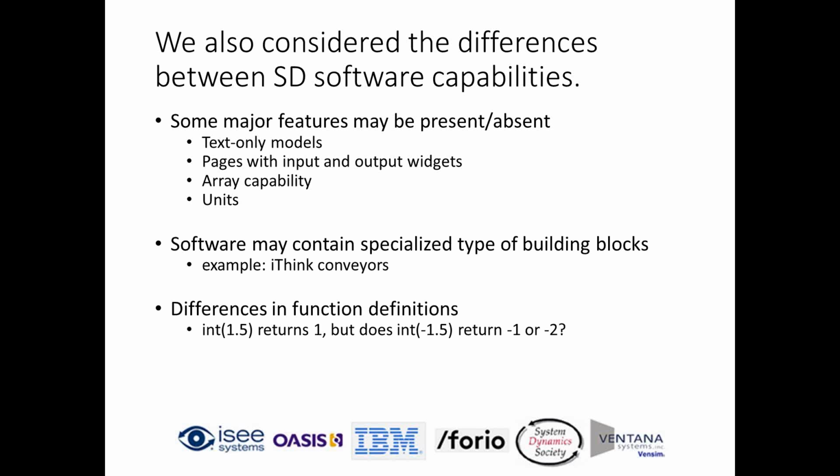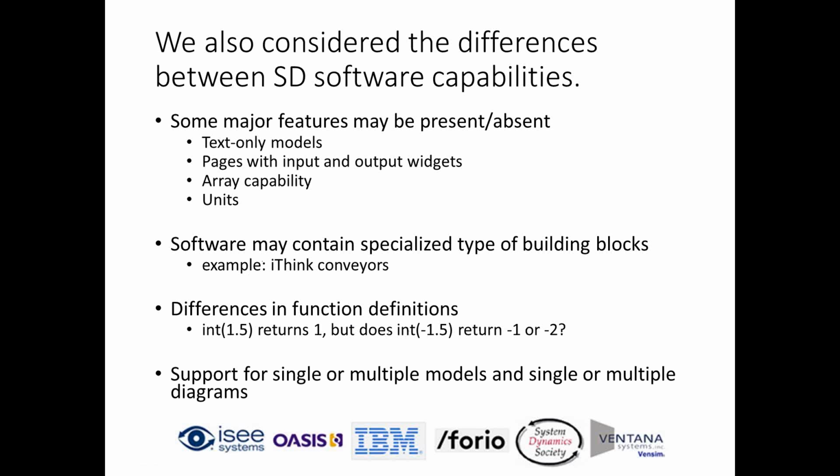My favorite is INT of 1.5. INT is a function that returns the integer part of a number. With INT of 1.5, it's pretty obvious it returns 1. But what does INT of negative 1.5 return? Does it return negative 1 because you just lop off the 0.5? Or do you return negative 2 because you're returning the lowest integer, the integer below that number? Turns out different system dynamics software which have an INT function return different values. Some return negative 1 and some return negative 2.